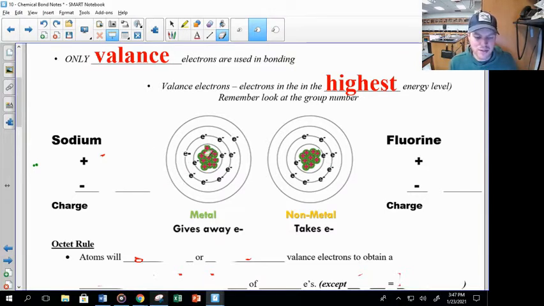Now this atom on the left, sodium, has a grand total of 11 positive charges because it has 11 protons. And currently the overall number of electrons is 11 as well. Starting off as a neutral atom, sodium has a charge of 0. Fluorine, element number 9, has 9 protons and 9 electrons respectively, giving it a charge of 0. Because remember, we take protons minus electrons to find our charge.